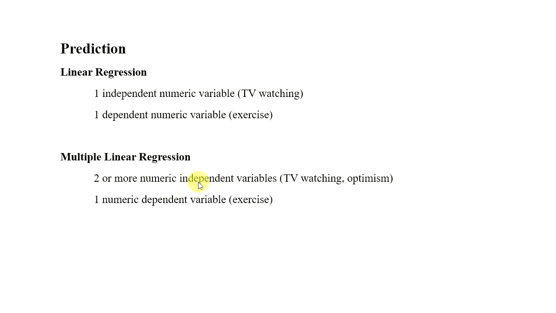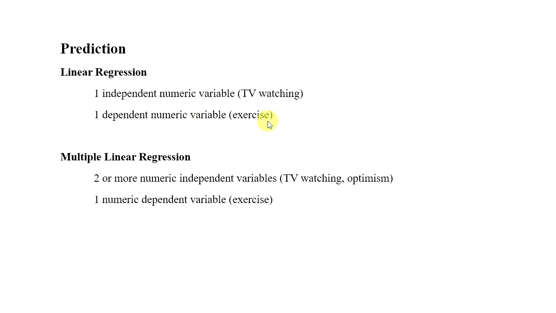I will say that you can use some categorical, but in general, we're just going to deal in most cases with numeric variables, because once you start working with categorical, you have to start dummy coding and doing all sorts of crazy shenanigans to make it work right. We don't have enough time in our class to go that deep into it. So for the sake of our class, a multiple linear regression is done with two or more numeric independent variables. So for example, TV watching and optimism, and one numeric variable, exercise. With linear regression, you've got one independent numeric variable, TV watching, and one dependent numeric variable, exercise.